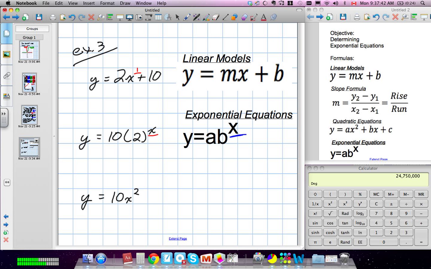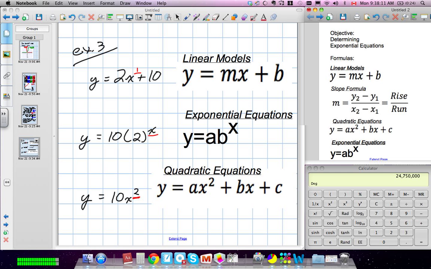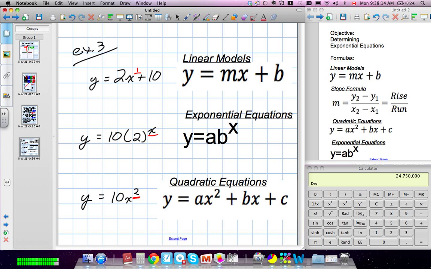And finally, what type of equation is this? This is a quadratic equation. How do we know? The variable's exponent is the number 2. So it's larger than a linear model. In other words, it looks like our equation here. Okay? So we have a quadratic equation. Our x is to the power of 2.